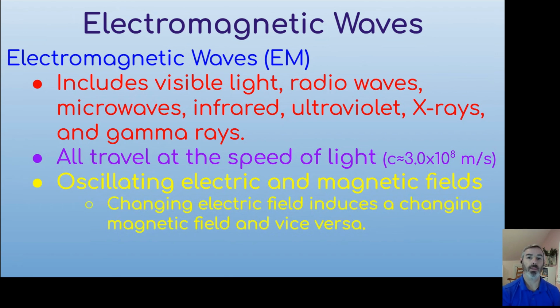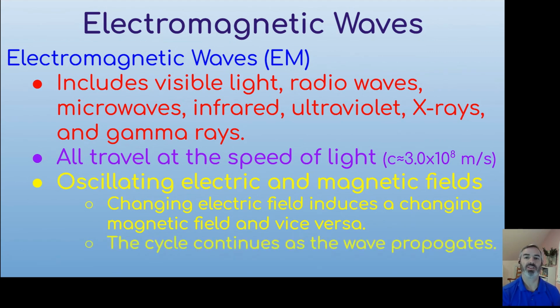When we learned about magnetism, we learned that a moving charge produces a magnetic field, and a magnetic field has an impact on a moving charge. So what's happening is that the fields are causing each other to change: as one decreases, the other decreases, and as one increases, the other increases. That's what causes the oscillation in our electromagnetic wave. The cycle continues as the wave propagates, and this is why it doesn't need a medium.